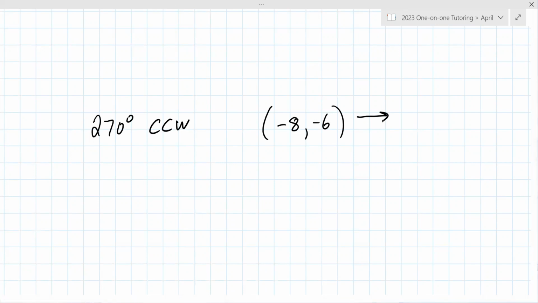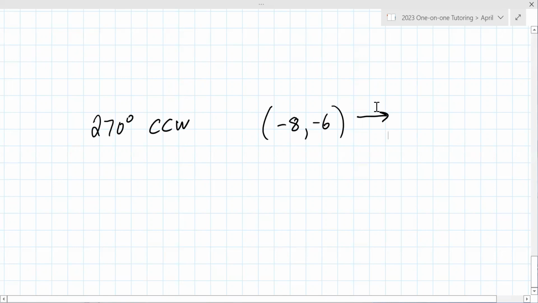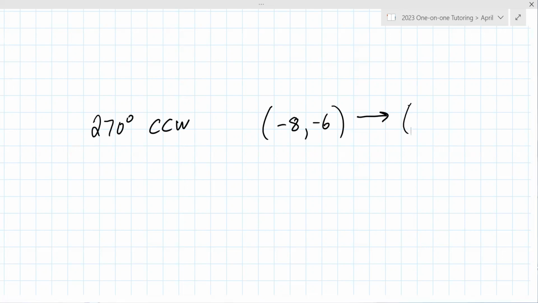Okay, so this is going counterclockwise, 270 counterclockwise. You got to find that on that page there. So that would be going (x, y) becomes (y, -x). Okay. And then if it's (y, -x), that would become -6 and +8.